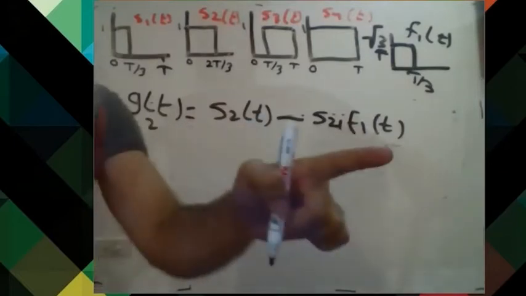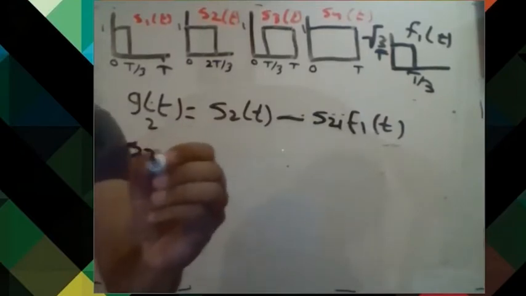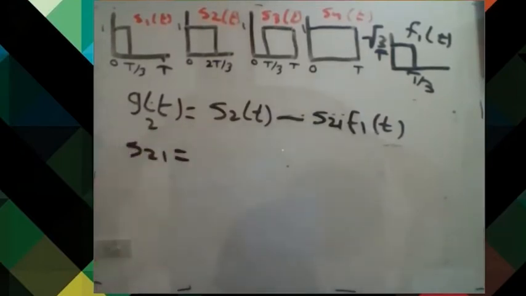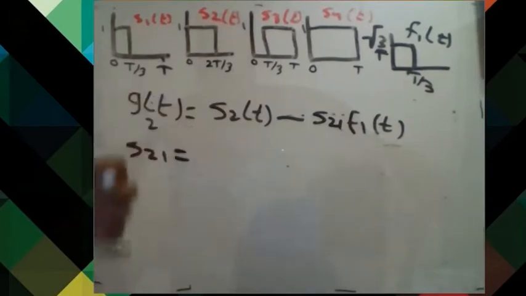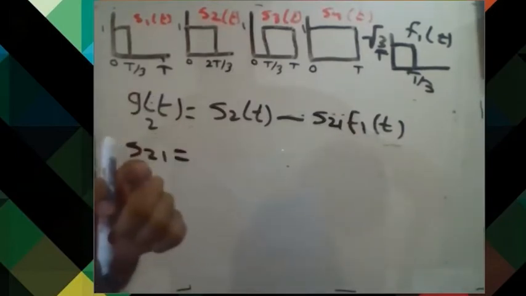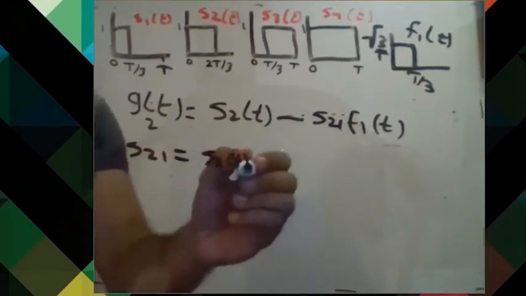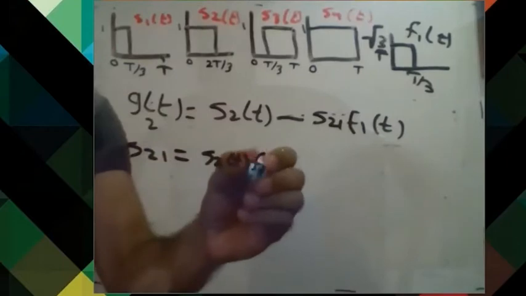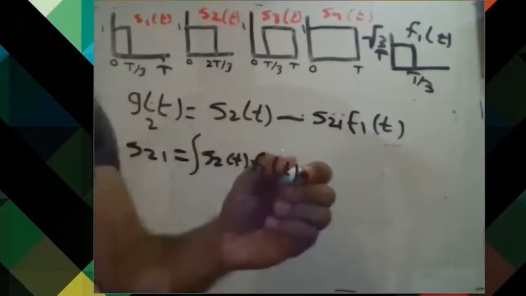Okay, so we already have F1, we have S2, we don't have S21. So let's find S21. S21 was a scalar quantity. We had to multiply two signals and take an integral. So S21 means the second signal multiplied by the first orthogonal signal and taking the integral.